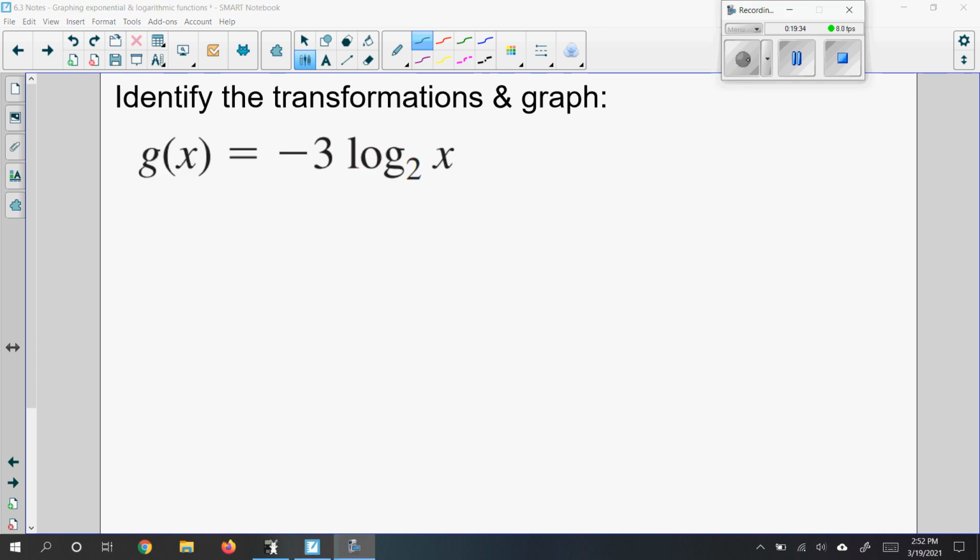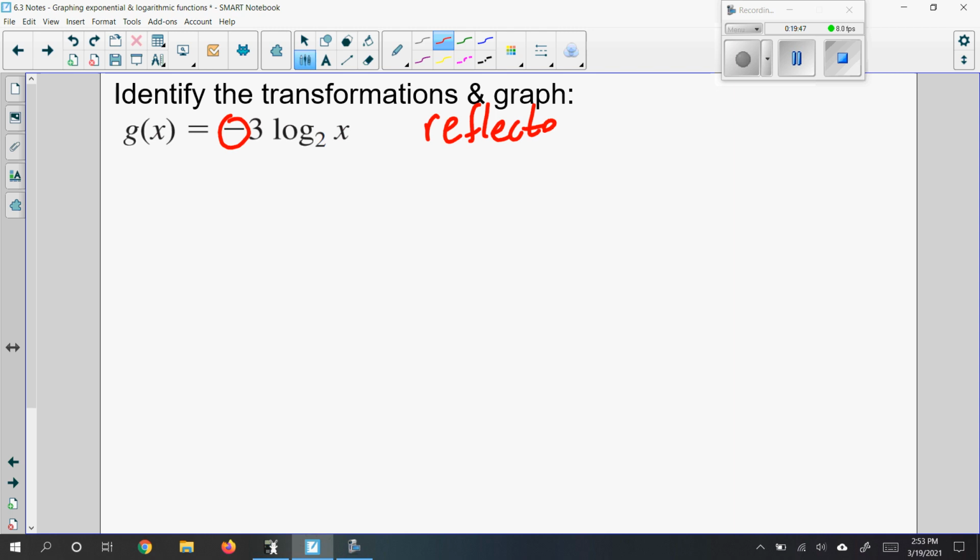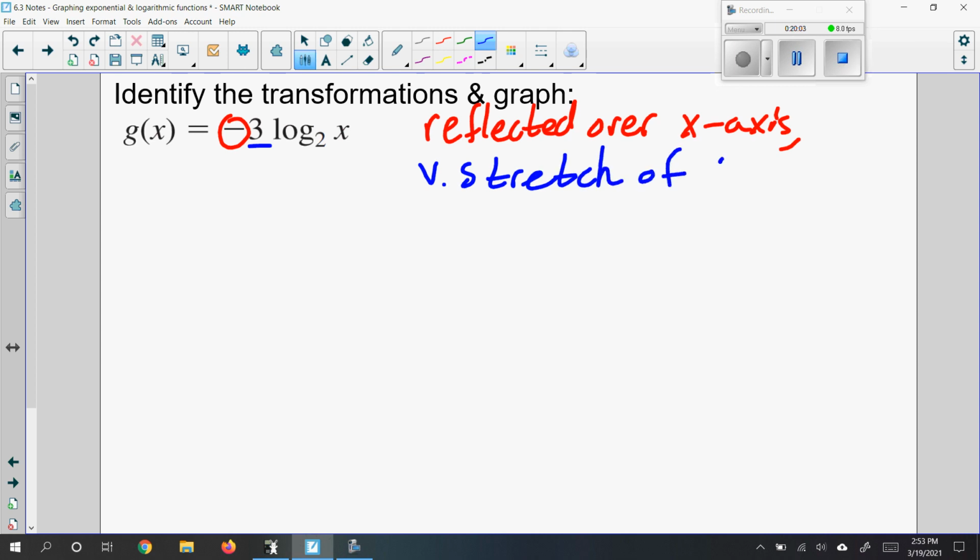Let's do one more. First, let's identify the transformations. This negative here means that this has been reflected over the x-axis. This 3 here represents a vertical stretch of 3.